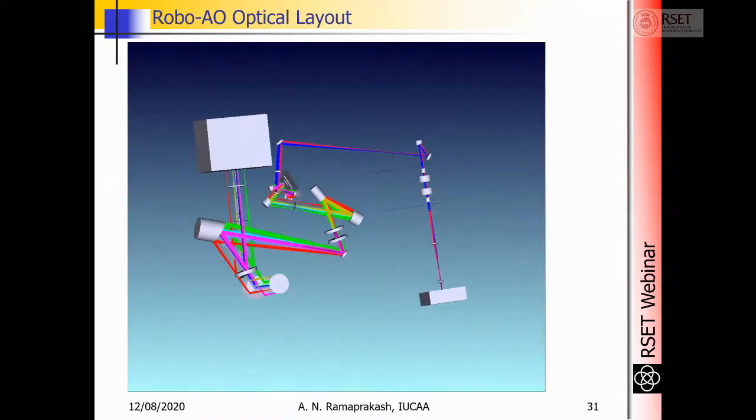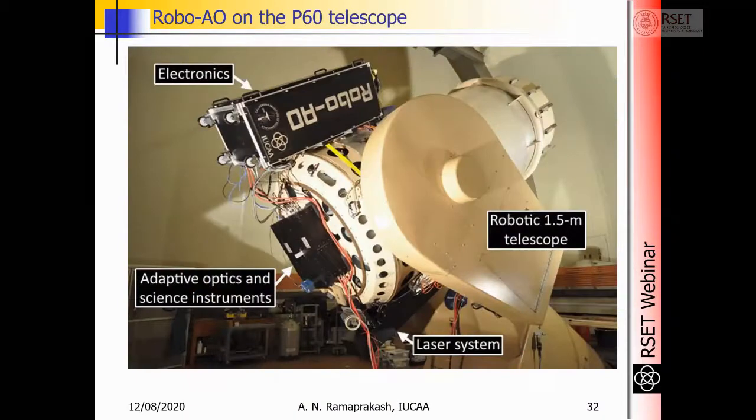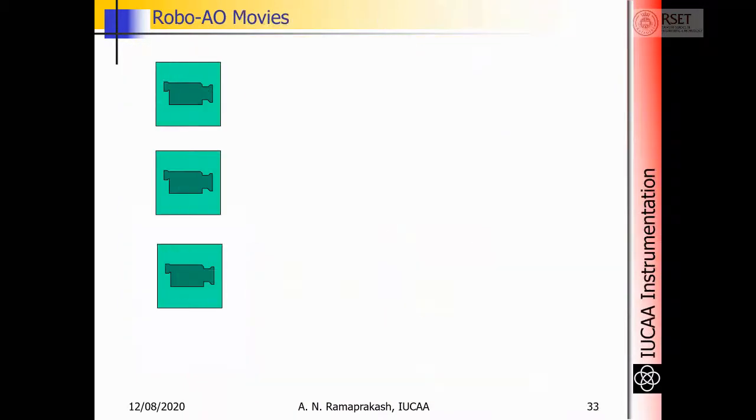This is called RoboAO, Robotic Adaptive Optics System. I will not get into the details of this. You can see how complicated an optomechanical system it is. And this system was developed in collaboration between IUCAA and Caltech in the USA. So you can see this is just a 1 meter size thing. And within that, how complex an optomechanical system is in there. And this is an engineering marvel. Let me run through this quickly.